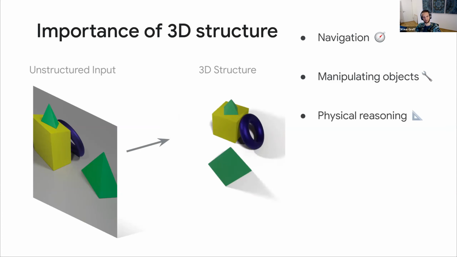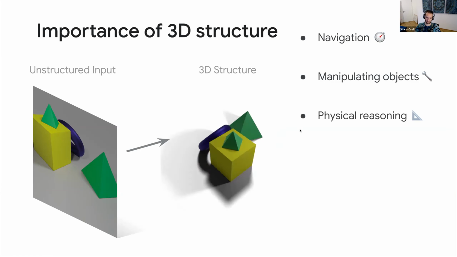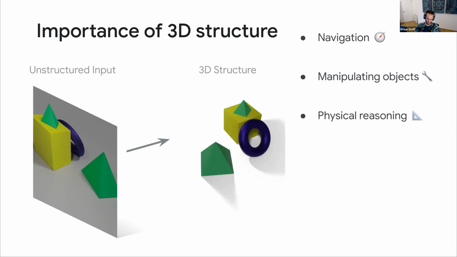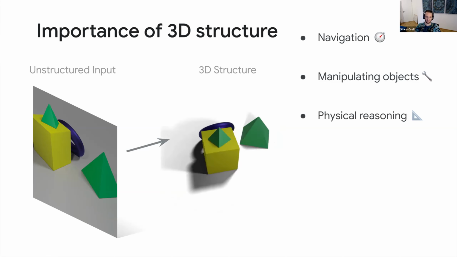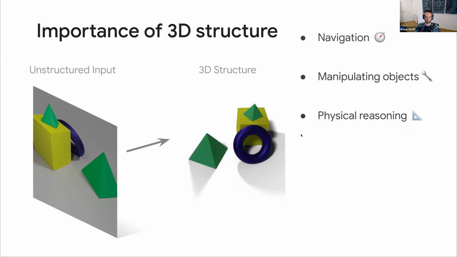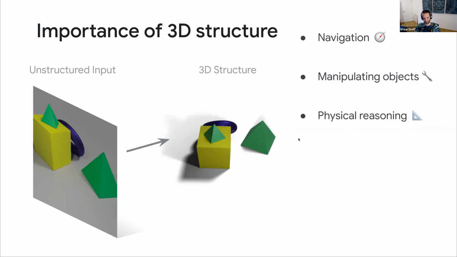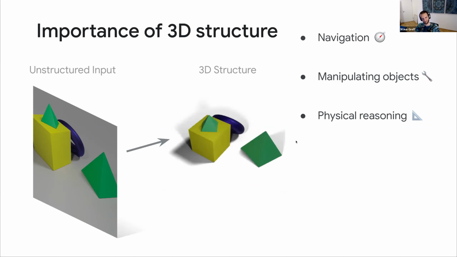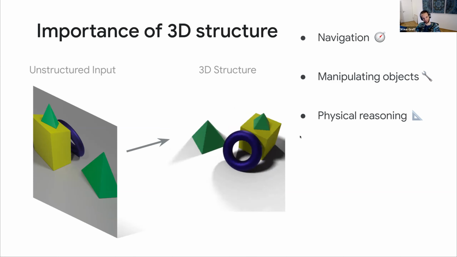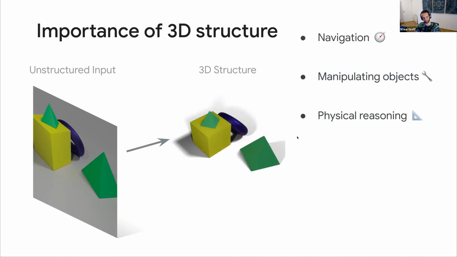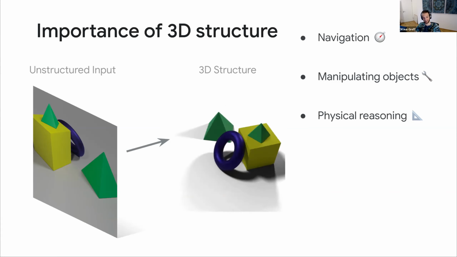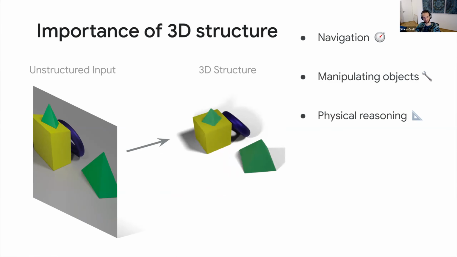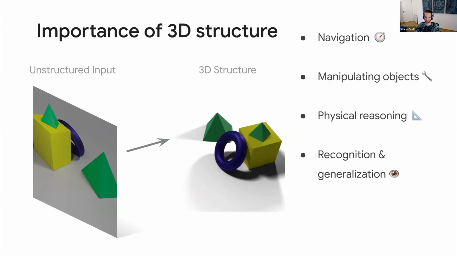The 3D structure of the scene is also critical for physical reasoning. Physics is pretty convinced that our world is mostly 3D, maybe 4D if we count time. At least a 3D model of the world is an excellent abstraction to do physical reasoning. And physical reasoning is very important if we want to make predictions in the real world.